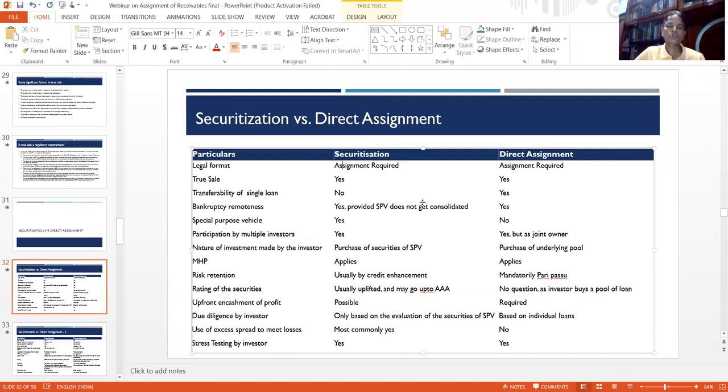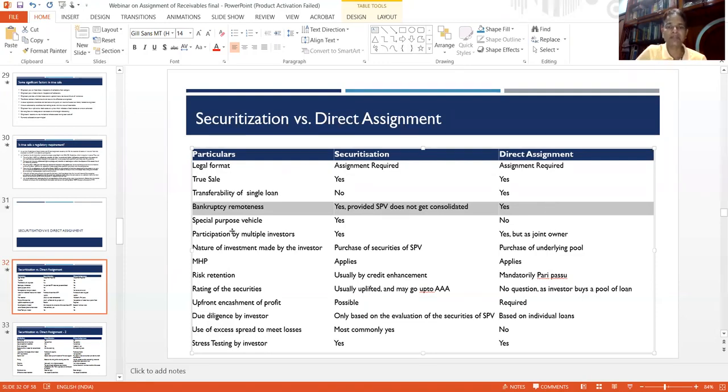Is the true sale condition required in case of both? Answer is yes. The true sale condition is required in both the cases. In case of a securitization transaction, you need a pool of receivables. The guidelines of RBI say there must be a homogeneous pool of receivables. In case of a DA, you can have sale of one single loan. Bankruptcy remoteness. Is the transaction bankruptcy remote? Of course, yes. If it's a properly structured true sale transaction, the transaction would be bankruptcy remote. The need for bankruptcy remoteness is as strong in case of a DA as in case of securitization.